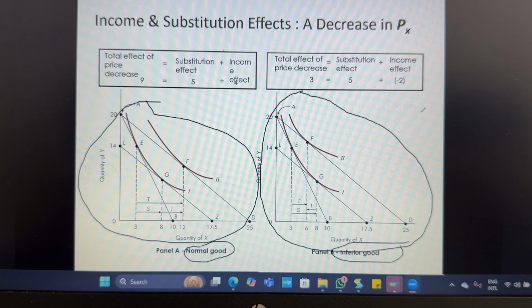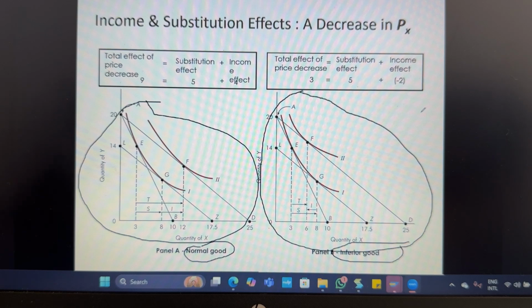If I take some money from you, what will happen to this AD budget line? It shifts to the left. Till what level do you need to shift that hypothetical budget line? LZ is the hypothetical budget line. Till what level? Until it touches the indifference curve.